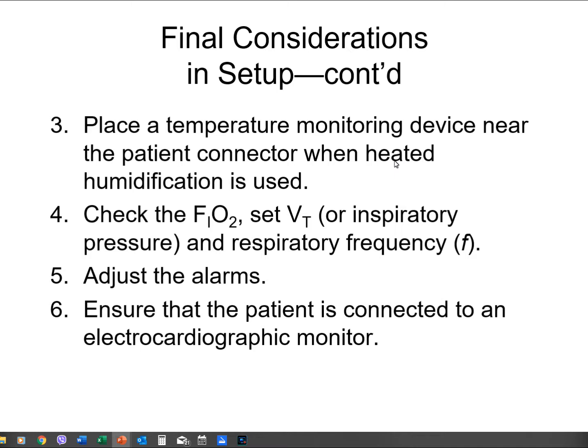So then if we have heated humidification, again, just put your temperature monitoring devices near the patient connector. We have ports for that, so we'll go ahead and plug that in. All right, so if we have to monitor temperature, okay. Check the FiO2, set tidal volume and respiratory frequency. Yes, that's obvious. Adjust the alarms, obvious. Now again, I have to state it. Every time you make a change in one of the vent settings, you adjust your alarms.